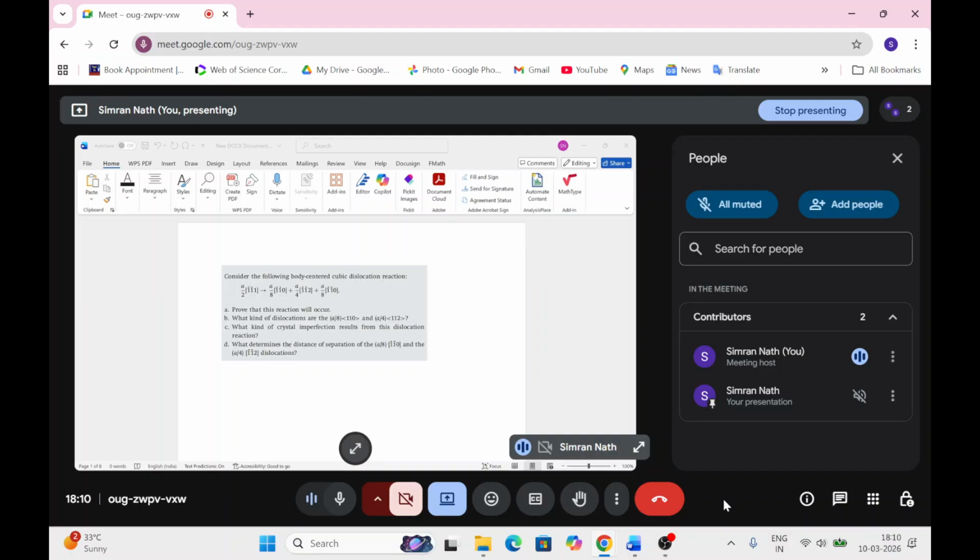Today we'll start week 7 for the problem solving session. In the week 7 lectures, further details about the edge and screw dislocations are studied and their characteristics are mentioned in the lecture videos. So we will discuss the problems regarding that.